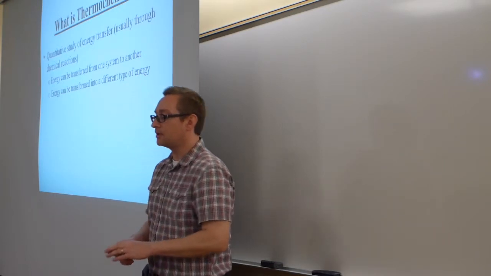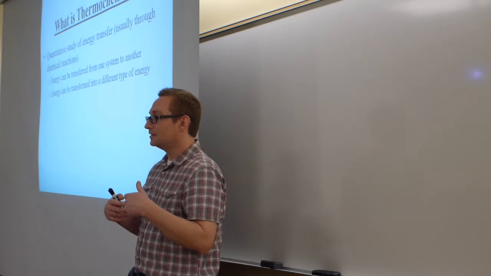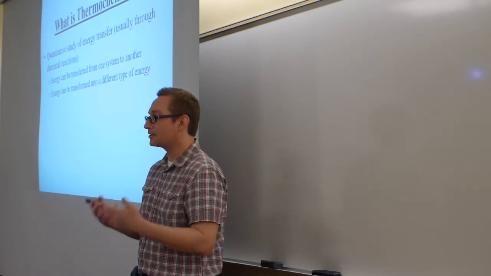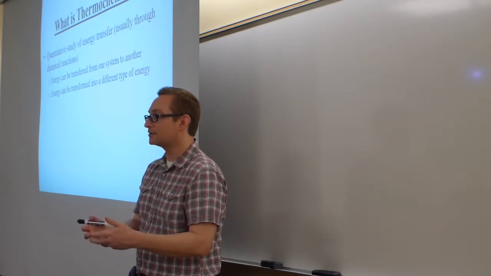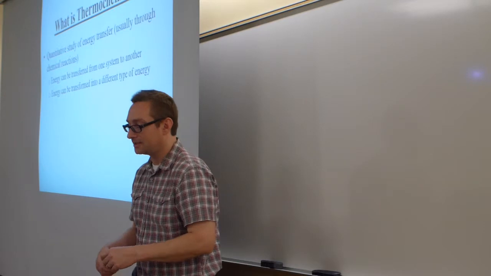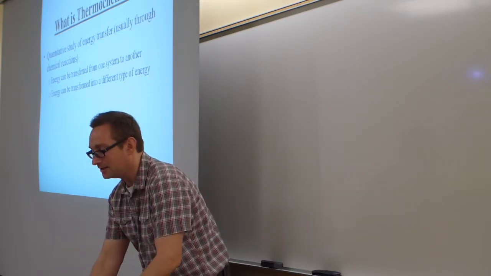Energy can be transformed from one type of energy to another. So we can produce chemical energy in the form of bonds, and we can carry out a reaction, and then that is converted to thermal energy. That thermal energy can then be used to do work, which is another form of energy.